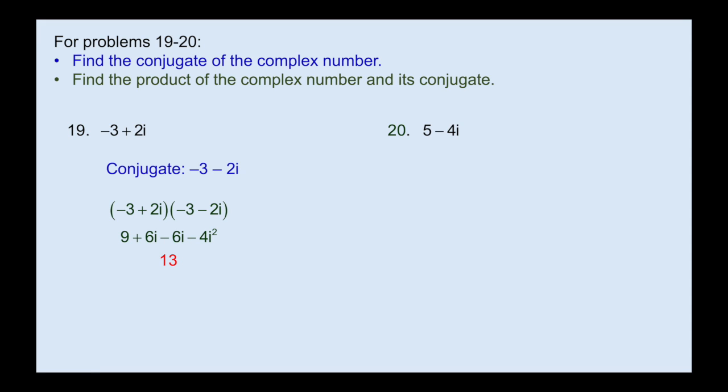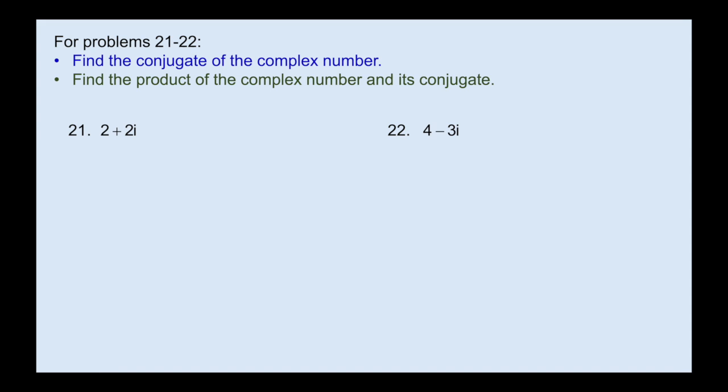And then for 20, our conjugate should have been 5 plus 4i. So if we're multiplying 5 minus 4i and 5 plus 4i, 5 times 5 is 25. On the outside is 20i, on the inside negative 20i, again canceling. And then negative 4i times positive 4i is negative 16i squared. Again, the i squared cancels, and this becomes a positive 16. 25 and 16 adds up to 41.